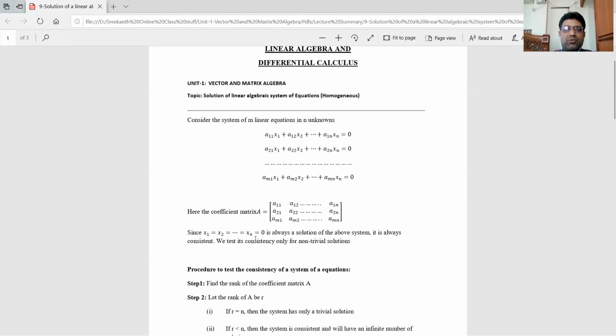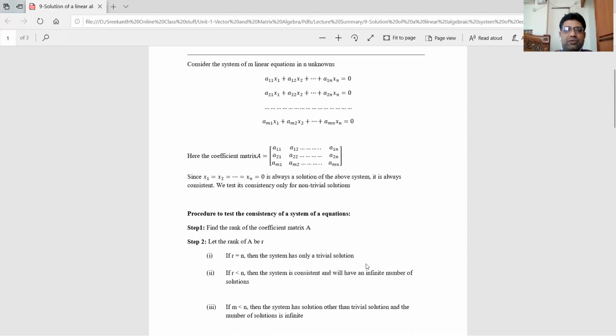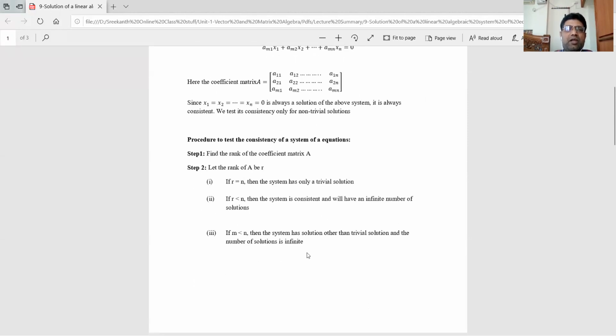Since x1, x2 and so on xn equals 0 is always a solution of the above system, it is always consistent. So we test its consistency only for non-trivial solutions. That is our aim, because the trivial solution anyhow is a solution. Therefore, we are searching for non-trivial solutions. Now, how to get the non-trivial solution?